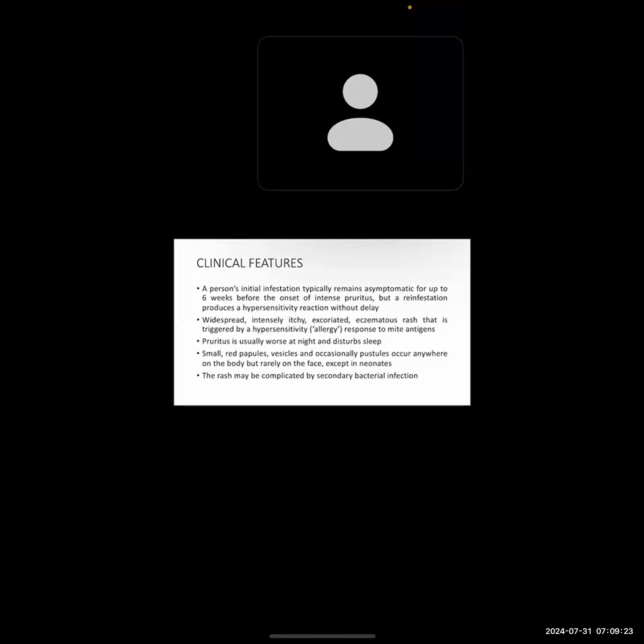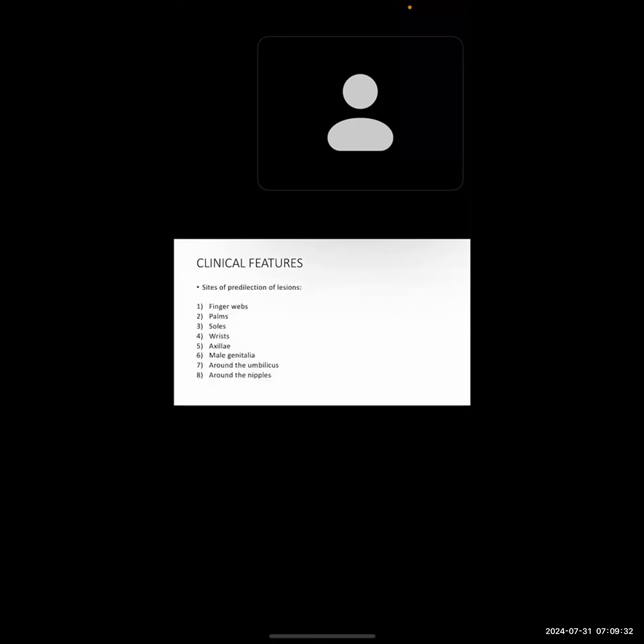Pruritus is worse at night. There are small red papules, vesicles, and occasionally pustules everywhere. But in our case, we don't really have vesicles and pustules, though if you examine properly, you may find those. The rash may be complicated by secondary bacterial infections.